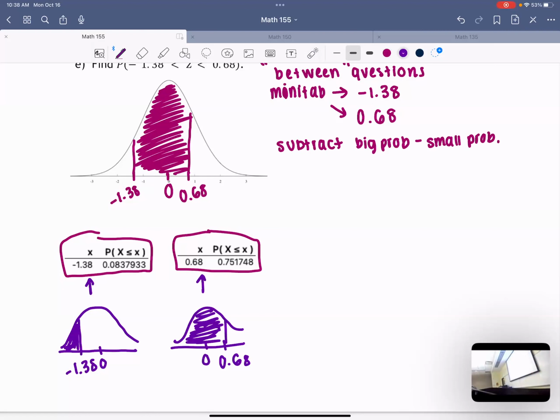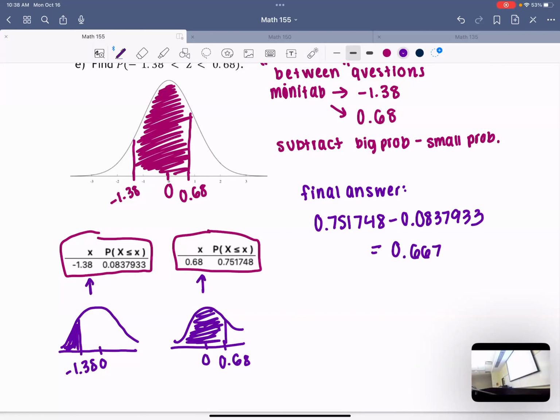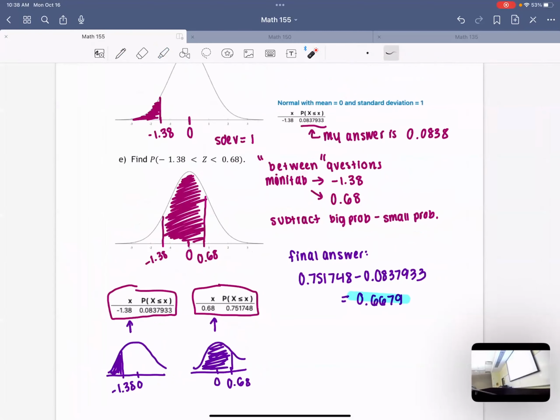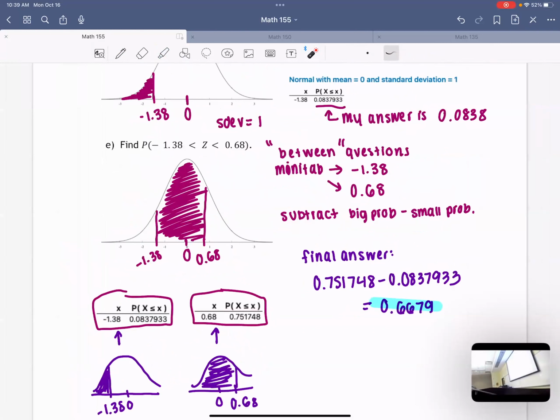So your final answer for this question is to take the 0.751748, the 0.08379333. You're going to subtract them together to get 0.6679, and that would be your final answer. Okay. So let's just kind of recap this. To find a less than probability, you type stuff into Minitab, and what you get is your answer. If you want to do a between probability, you take the big probability and subtract off the small probability. Okay. Let's talk about what happens when we have a greater than probability.